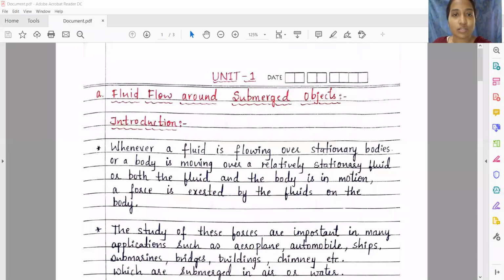Hello students. Today let us start with Unit 1 of Fluid Mechanics 2. The name of Unit 1 is fluid flow around submerged objects.